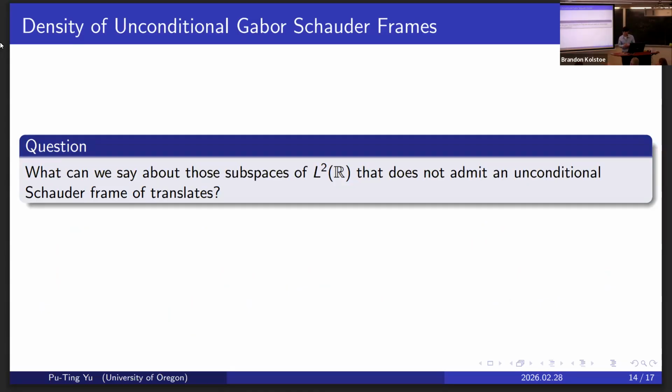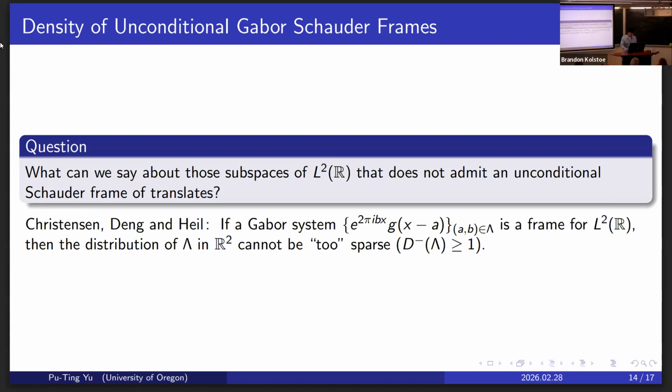So now, the idea behind the main result I'm going to present along this direction is also motivated by the work of Christensen, Deng, and Heil. So let's take a closer look at how Christensen, Deng, and Heil provided the partial solution to the Olsen-Zvavitch conjecture. So once again, what they proved was that no system of translates can be a frame for L2(R), right? And the way they proved that was, if you have a Gabor system like this, which forms a frame for L2(R), then the lower Beurling density associated with this Gabor system cannot be too low, right? So that means that the distribution of this lambda in R2 cannot be too sparse, right? But the thing is, when you use just pure translates, the lower Beurling density becomes 0. So in this case, it is not possible for a pure translate system to be a frame for L2(R).